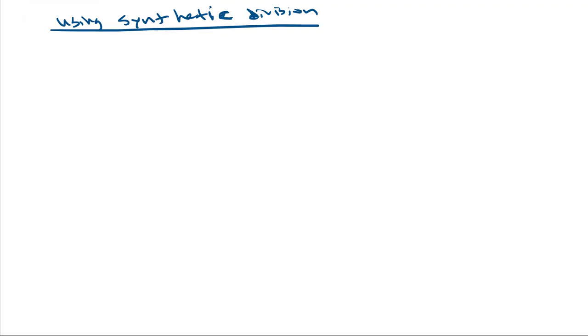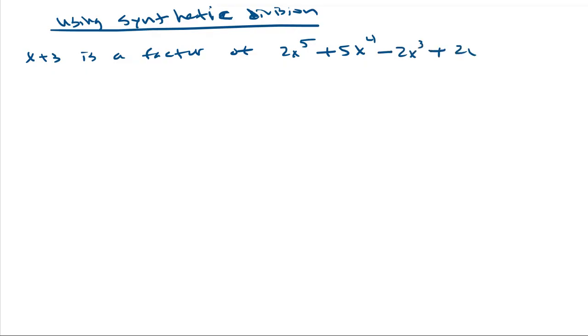So let's say they say that x plus 3 is a factor of this polynomial. So it's 2x to the 5th plus 5x to the 4th minus 2x to the 3rd plus 2x squared minus 2x plus 3, right? So this polynomial here. Okay, why is it a polynomial? Because if you look at the powers, they're all integers. They're not some irrational square root or anything like that. They're all integers. Okay, so how do we do synthetic division?